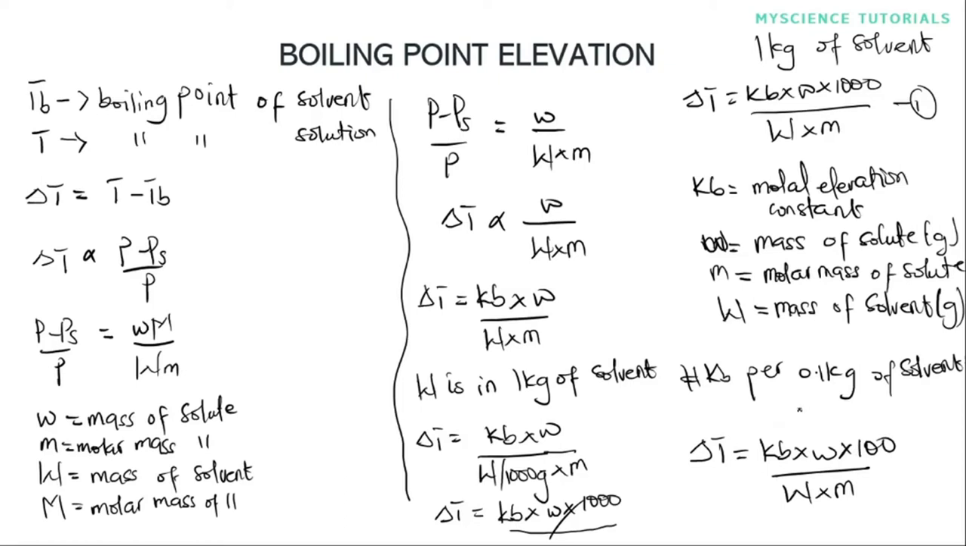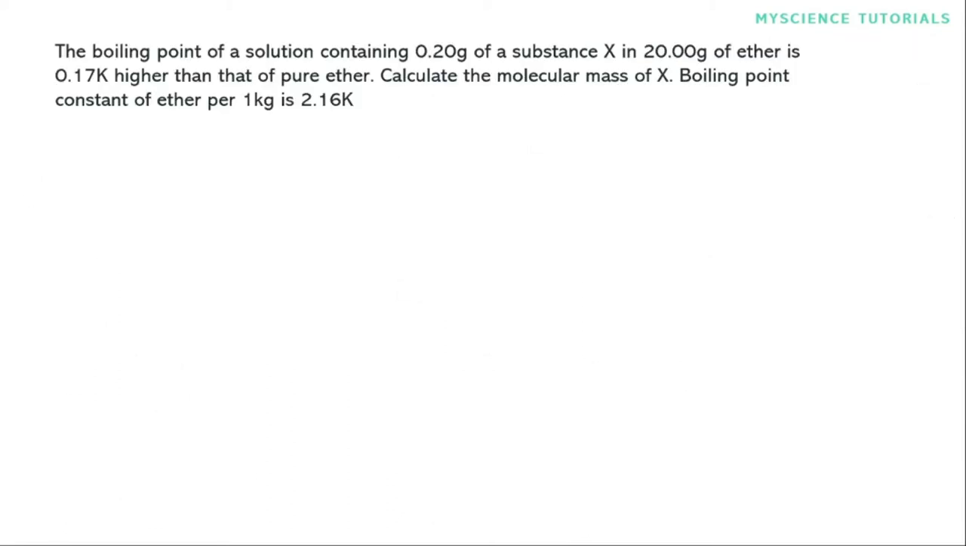Alright, so with this brief introduction, let's look at some examples on boiling point elevation. The first example: the boiling point of a solution containing 0.2 gram of a substance X in 20 gram of ether is 0.17 Kelvin higher than that of pure ether. Calculate the molar mass of X. The boiling point constant of ether per 1 kilogram is 2.16 Kelvin.